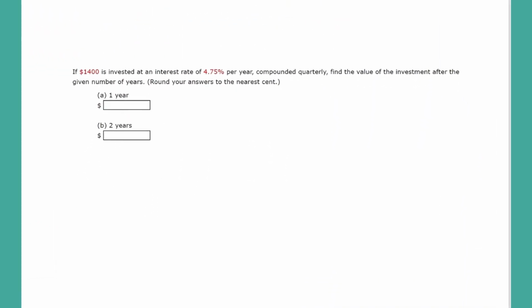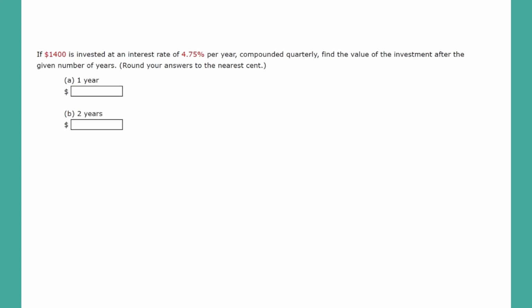The last problem says that 1,400 is invested at an interest rate of 4.75% per year. This time it's compounded quarterly, which tells us that n is 4. Our interest rate is 0.0475, if you move that decimal 2 spaces to the left. Our principal amount is 1,400 this time. And it says compounded quarterly, so it's basically the same exact formula as before. For this first part t is 1. For the second part, t is equal to 2.